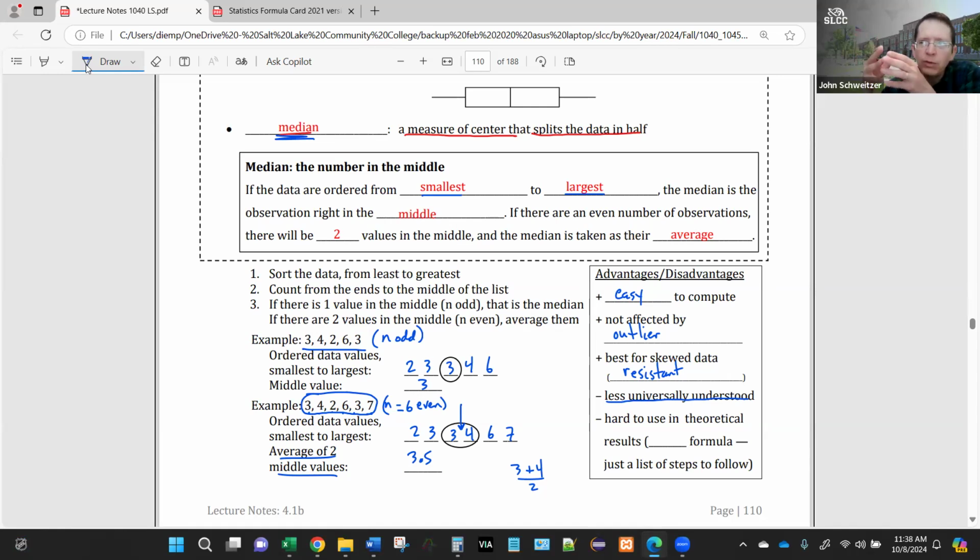And so when you're communicating results, it's not really clear if the median is a better number to use. So anyway, that's a disadvantage of the median.